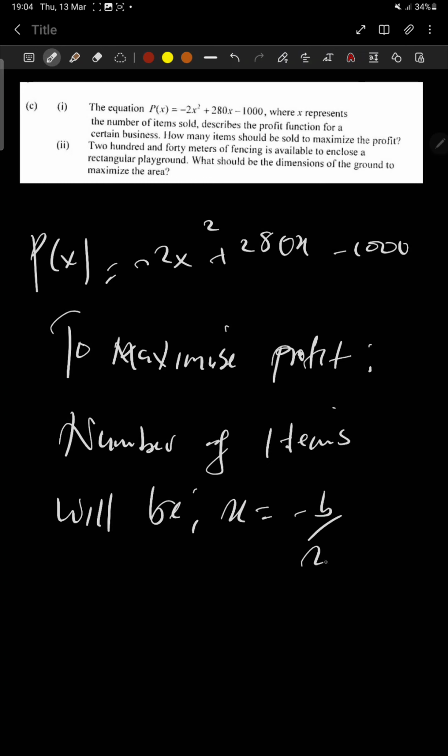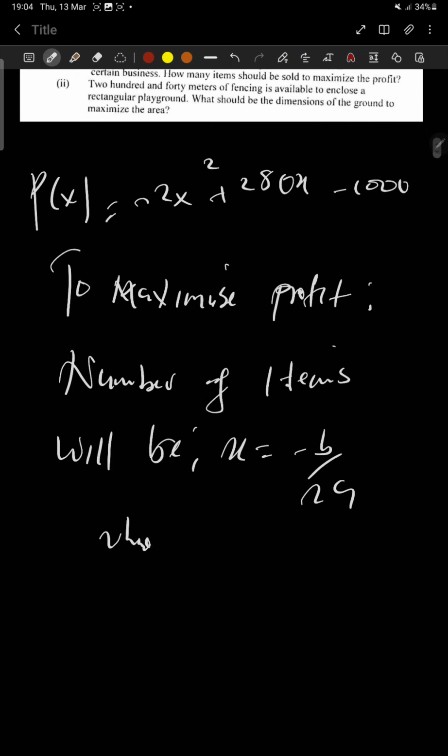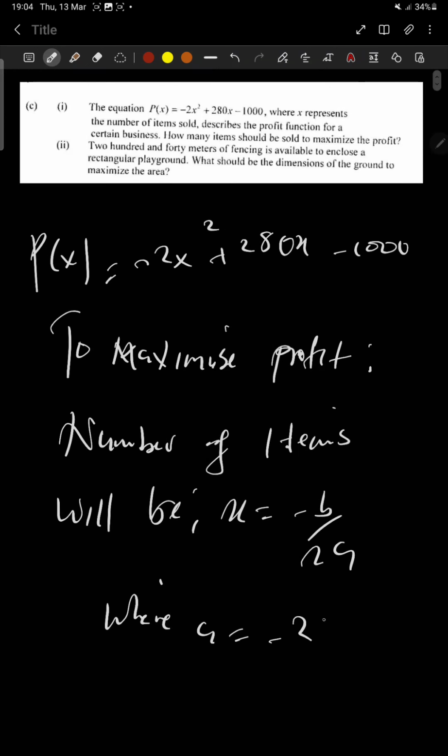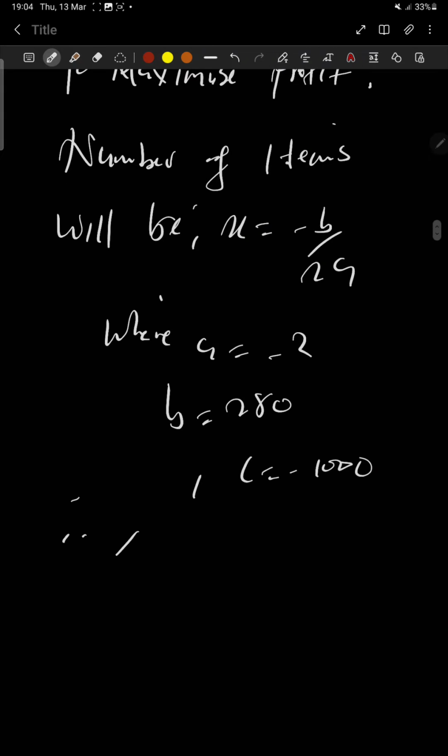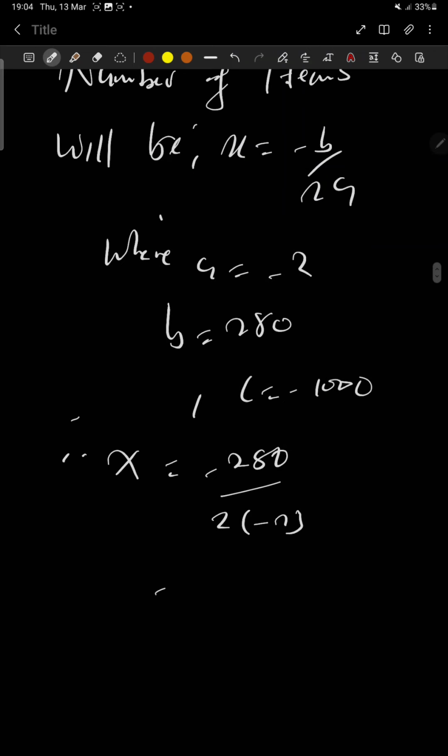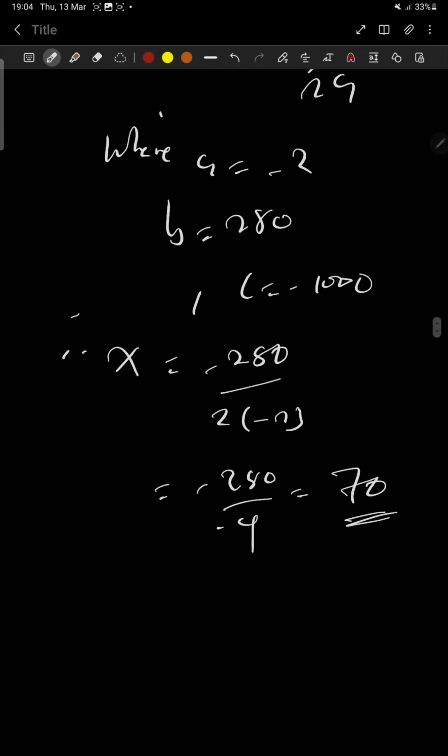x is equal to negative b over 2a, where a is equal to, what is your a? Negative 2, b is equal to 280, and c is equal to negative 1000. So meaning our x will be negative 280 over 2 times negative 2, and our answer will be negative 280 over negative 4. The answer will be 70, isn't it? Okay, good stuff. Let's go to the other question.